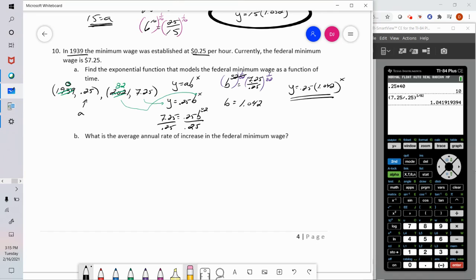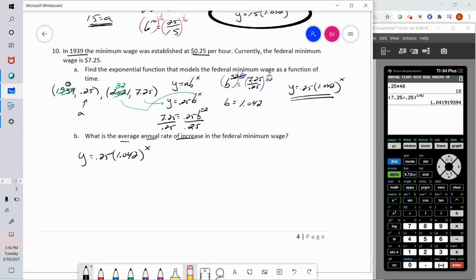So that is the function that would give me the increase in the minimum wage as a function of time, assuming it's been an even increase. We know that it's more of a political issue, and every once in a while it gets raised by $1 here or 50 cents there. Of course, now we're looking at a significant raise to the minimum wage. But at this function, y equals 0.25 times 1.042 to the x, what's the average annual rate of increase?